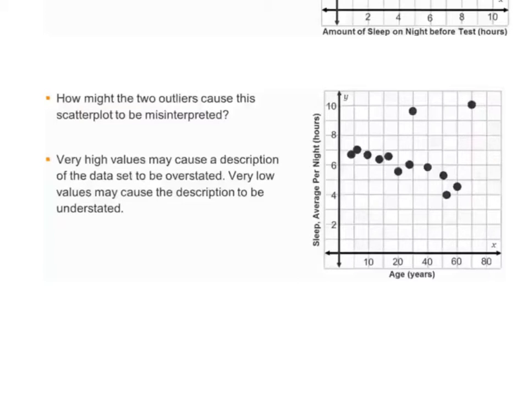So over here on this next one, it says, how might the 2 outliers cause this scatter plot to be misinterpreted, okay? Very high values may cause a description of the data to be overstated. Very low values may be understated.